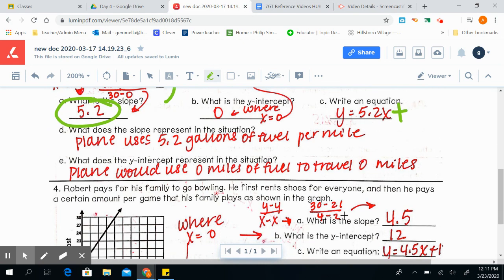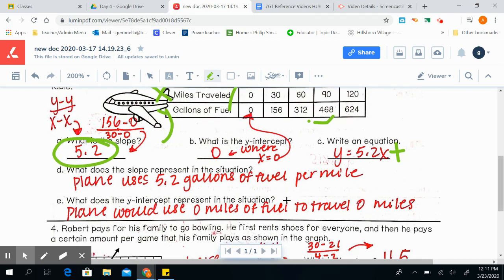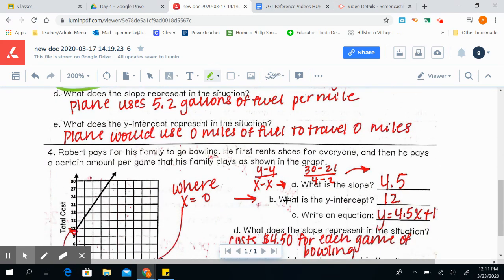Perfect. Okay. So the slope, again, represents that 5.2 gallons of fuel are used per mile. The y-intercept represents that the plane would use 0 gallons of fuel if it's traveling 0 miles. If the plane's not moving, it's not using any fuel. So that's what the y-intercept means.